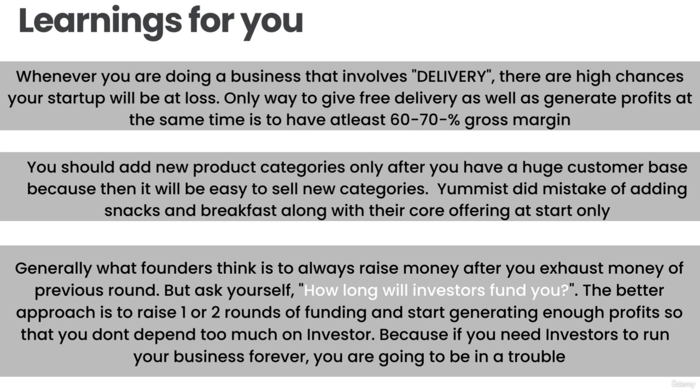The second learning is that you should add new product categories only after you have a huge customer base, because then it will be easy to sell those new categories. Here in case of Yummist, they made the mistake of adding breakfast and snacks along with their core offering at the start only. They should have added it 4 to 5 years later when they would have a huge customer base, because then entering into new markets would become easier because then you have a brand value. If only after 1 or 2 years of operation you start doing 10 different things, it is not going to work out for you, right?